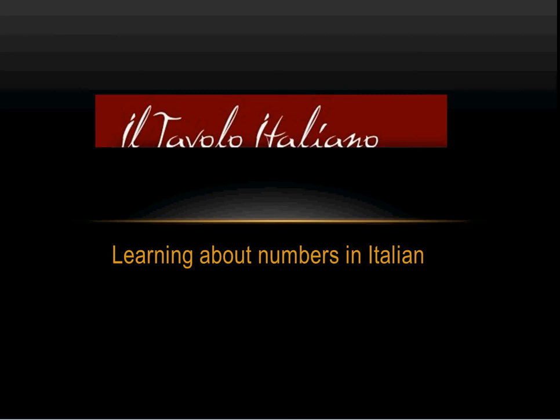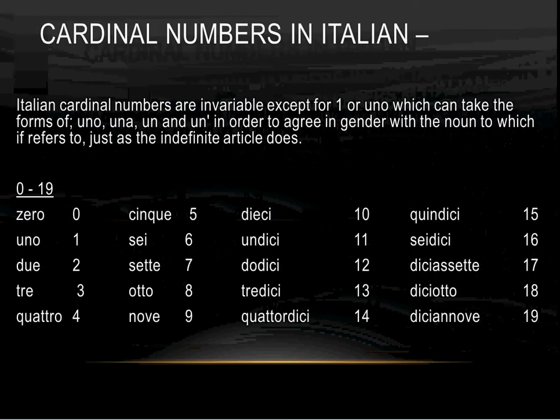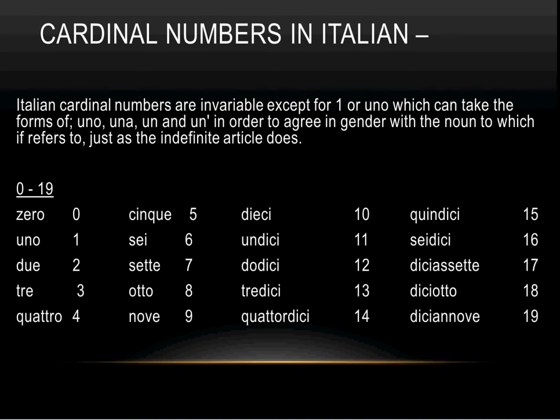Today we're going to be talking about learning about numbers in Italian. First of all, cardinal numbers in Italian. Italian cardinal numbers are invariable except for one, or uno, which can take the forms of uno, una, un, and un apostrophe, in order to agree in gender with the noun to which it refers, just as the indefinite article does. Now, let's start just by counting to 19 in Italiano.